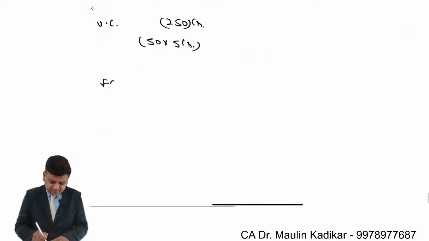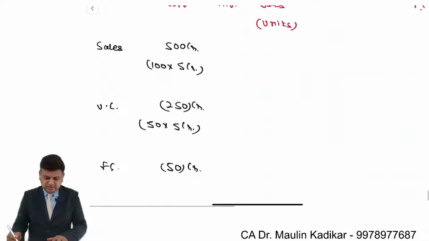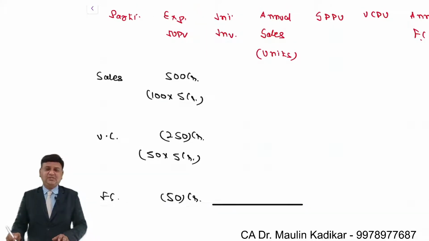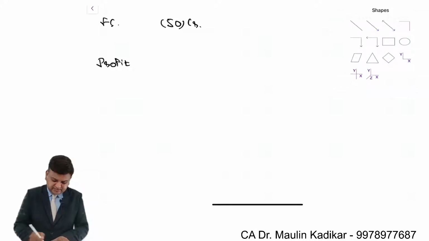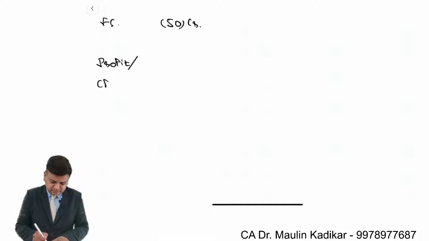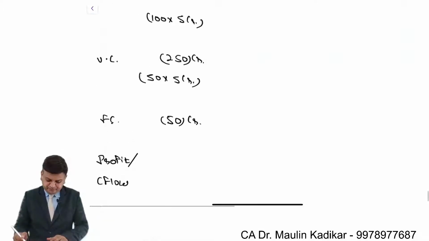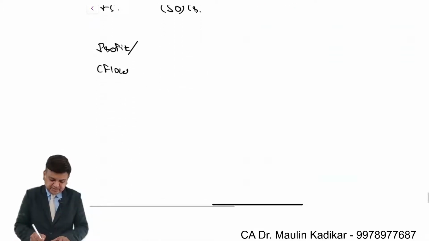Fixed cost, 50 crore. There is no need to compute the depreciation because the tax information is not given. So this is the profit, and at the same time the profit itself is the cash flow. So 500 minus 300, that comes to 200.